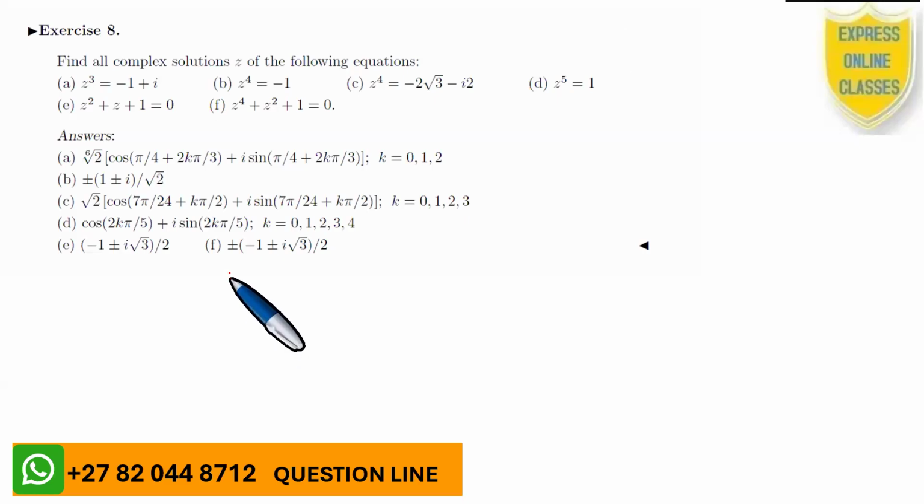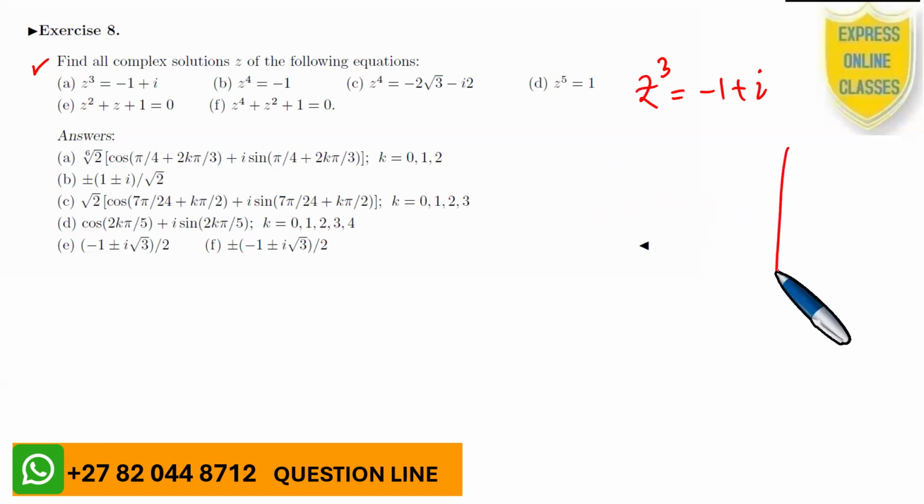In this lesson, we shall focus on complex analysis. And I want us to do exercise 8 at the moment. Find all complex numbers Z of the following equations. So if you have Z cubed, which equals minus 1 plus I, then what we do is plot this complex number: we plot minus 1 and then we plot I.